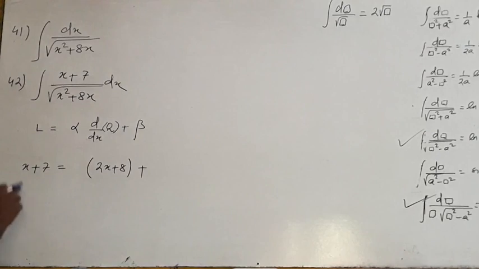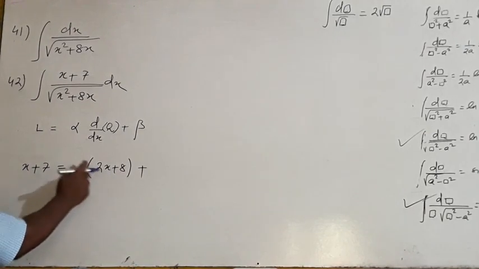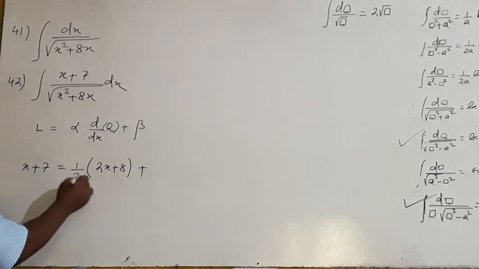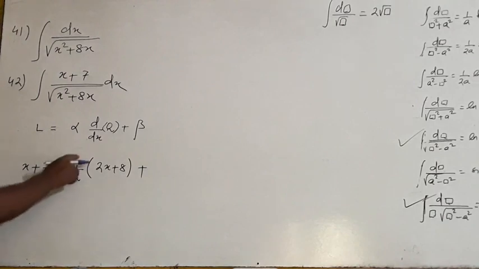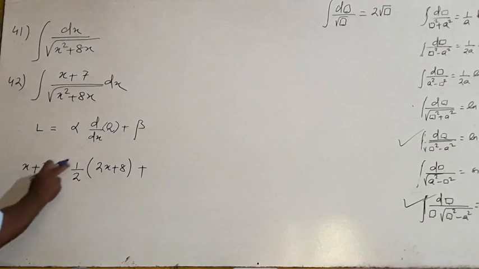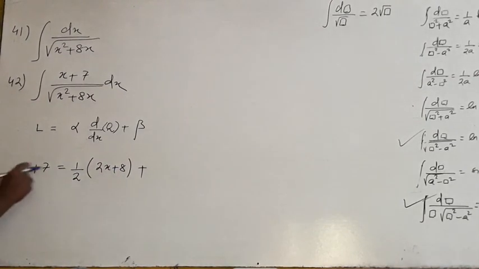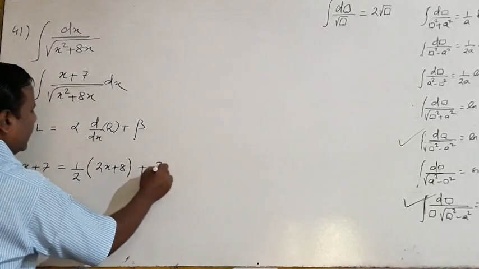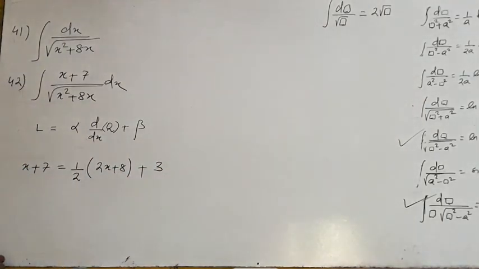When you adjust this x with 2x, what do you have to multiply? 1 by 2. Then it is 1 by 2 into 2x, which is x. Now 1 by 2 into 8 is 4. Here it is 7, so you have to add what? 3. This is the interesting part.